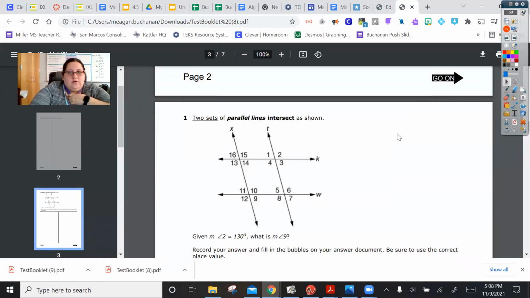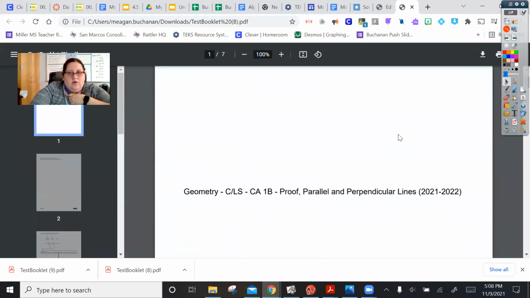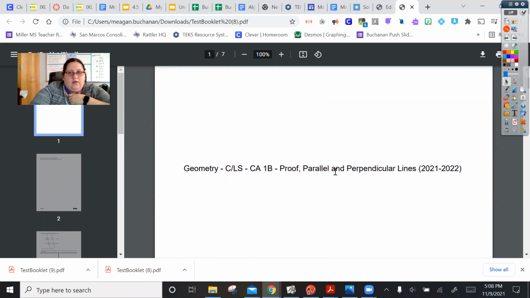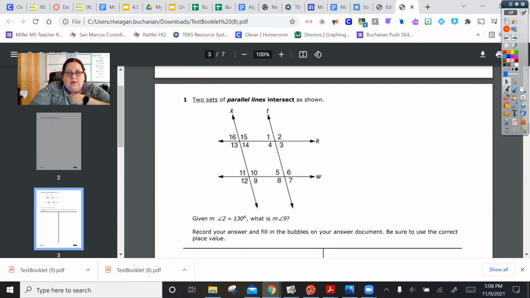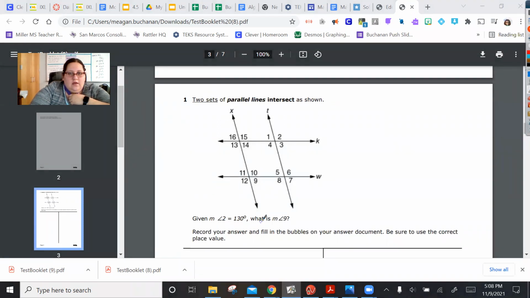Okay, so we're going to be doing corrections on our proof of parallel and perpendicular lines, our 1B test. So the first one says, two sets of parallel lines intersect as shown. Given that angle 2 is 130 degrees, what is angle 9?